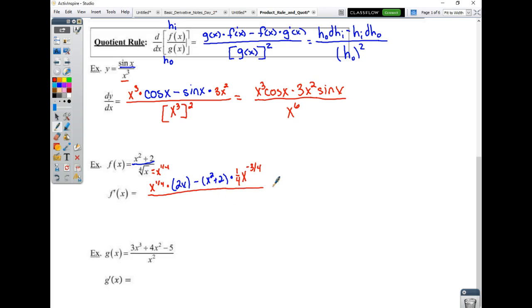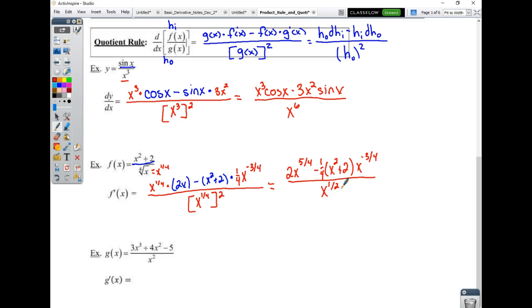So what does that become? 2 times x to the 1/4, I can do that. That's 2x to the 5/4 minus something. X squared plus 2 times 1/4 x squared plus 2 times x to the negative 3/4, because I really don't feel like working on that.